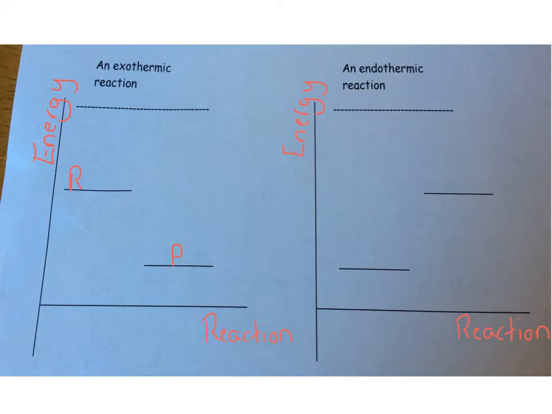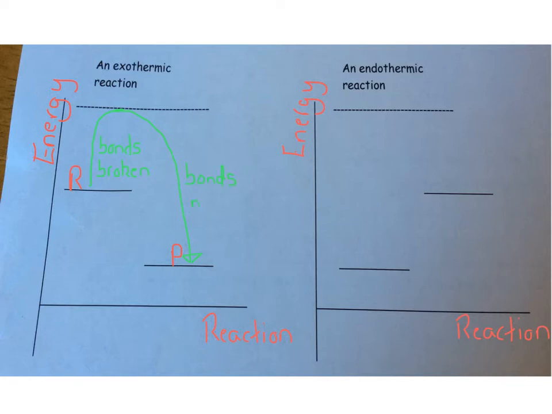Now, let's apply what we've just talked about to these energy level diagrams. Now, the first thing that happens in any chemical reaction is that the bonds have to be broken. So the bonds in the reactants will be broken. They will free up the atoms in the reactants to move about and form products. Then when these atoms move about and arrange themselves into the products, bonds have got to be made.